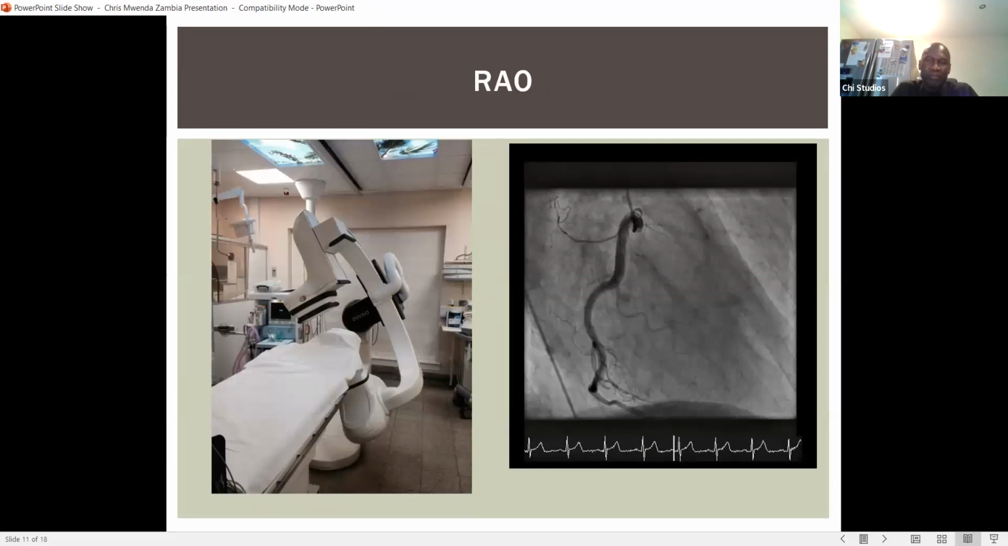You can see where my image intensifier is. It is on the right side, because this is the bed, that's where the head of the patient will be. And this is the X-ray machine, okay? So just in addition, I'm going to talk about the radiation protection.